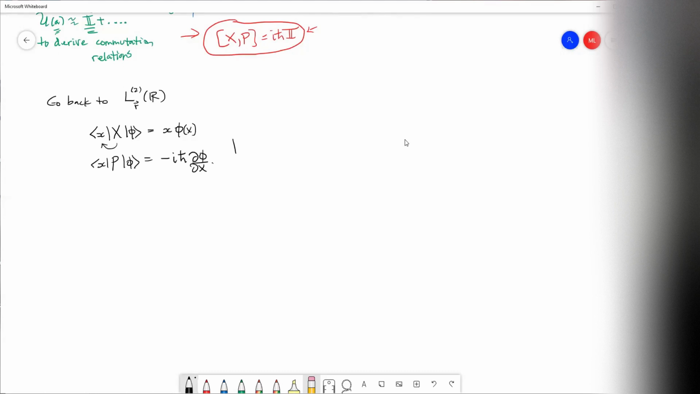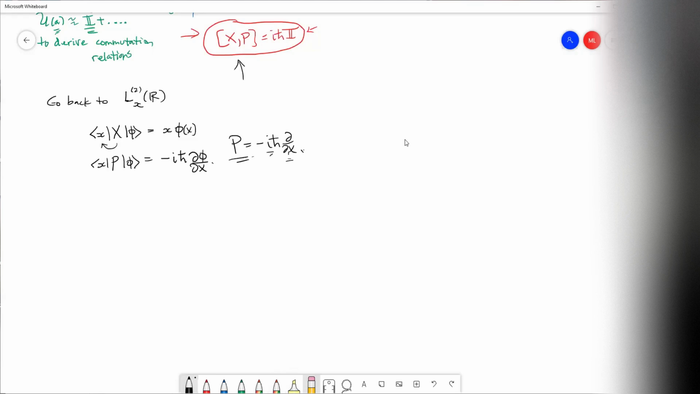And so it makes sense to define p as this derivative operator in position space. I shouldn't have put the little r. It's one dimension, so it's just x here, just space of wave functions. So this is what the operator does on wave functions. It's minus i h bar times the derivative. And you can check it satisfies the commutation relation.